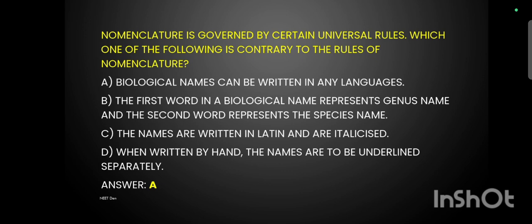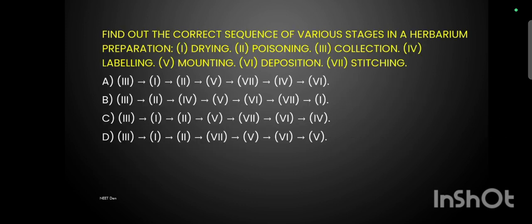So, the statement which is contrary to the rules of nomenclature is A. That is, biological names can be written in only Latin and not in any language.